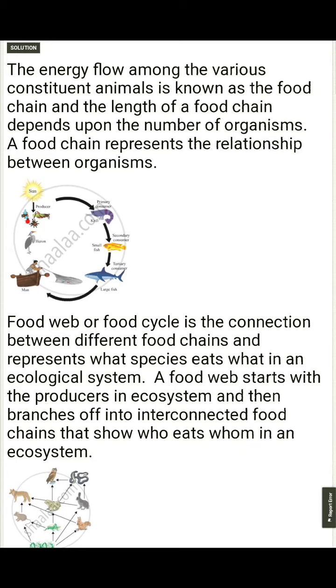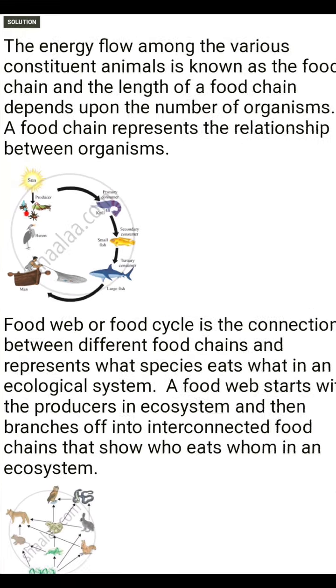So a food chain is the relationship between organisms. There are many organisms you can see in a food chain. But a food web or food cycle is the connection between different food chains. So a food web is a broader concept than the food chain. A food web or food cycle is the connection between different food chains and represents what species eats what in an ecological system. A food web starts with the producers in an ecosystem and then branches off into interconnected food chains that show who eats whom in an ecosystem.